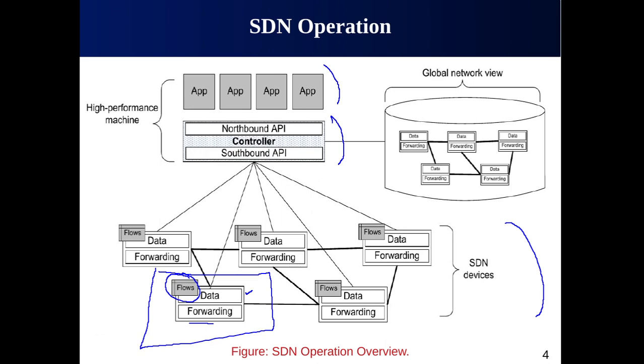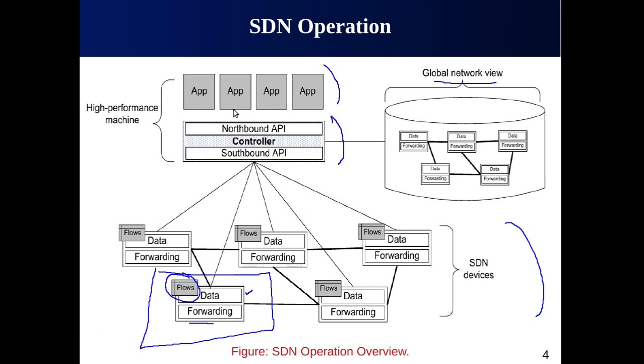So in this figure, we see that on the right hand side, the controller maintains a global view of the entire network that it controls. This global view permits it to calculate optimal forwarding solutions for the whole network. As one single controller can control a large number of network devices, these calculations are normally performed on a high performance machine. You have to install the controller on a high performance server.